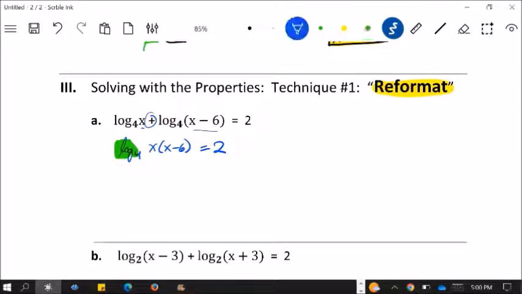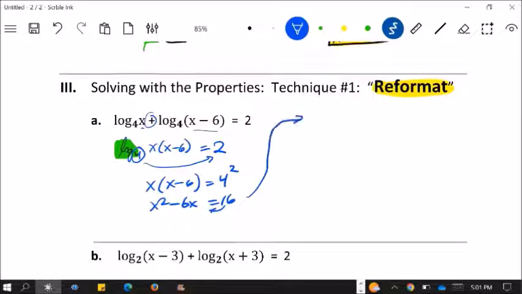But what we can do is take the base number and bring it over here, reformat this as an exponential function. So I get x minus 6, and the 4 forces the 2 to go up there as an exponent. So let's actually continue to work this out. Now, what do I do with this? Well, I'm going to move the 16 over to the other side because it gives me a quadratic, and that means I'm able to solve for it. That's minus 16, because it would be subtracting 16 on both sides, is equal to 0.